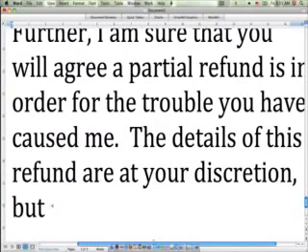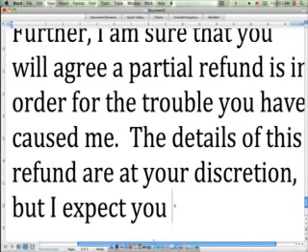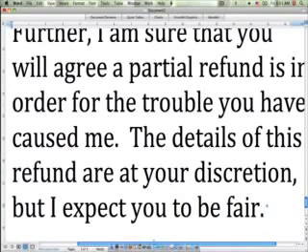but I expect you to be fair. So we're saying they can choose how much to refund us, but we're not expecting it to be a trivial amount. We're expecting it to be worth the trouble that they've caused us.